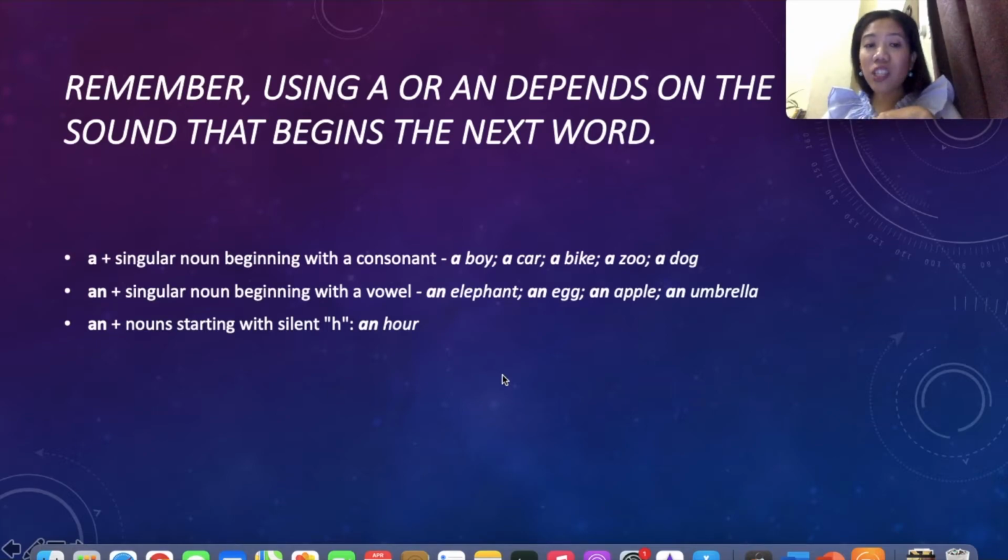An, plus singular noun, and we use it with vowels. So the sound is a vowel sound, like an elephant, an egg, an apple, an umbrella. But if, for example, we have an hour, although it starts with an H, which is a consonant, the sound it begins with is a vowel sound. That's why we are going to write an hour, not using a for this particular sample.